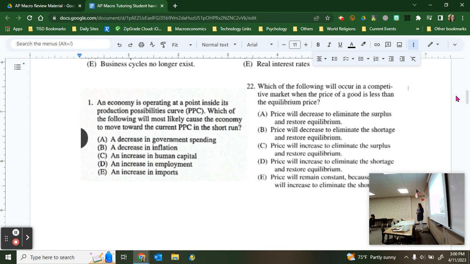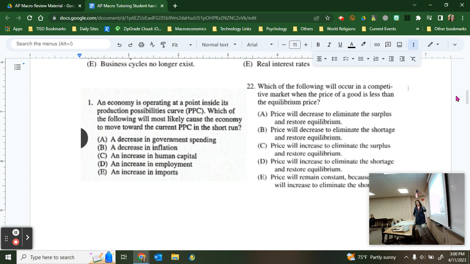The laws of supply and demand say that we should be at equilibrium price. At equilibrium price, that point right there is on the demand curve, but it's also on the supply curve. So at that price level, supply and demand are the same. At that price, consumers and producers are happy.